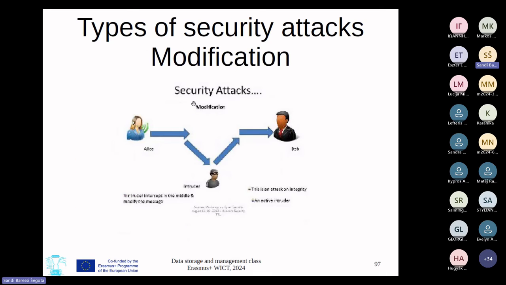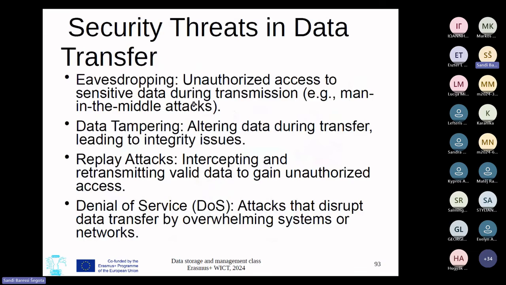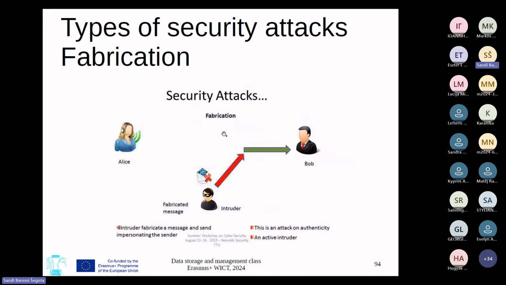So, for example, there are a couple of types of these security attacks we're going to talk about. One of them is fabrication. So I am pretending to be someone else. I'm pretending, in this case, to be Alice. I'm sending some information to Bob.